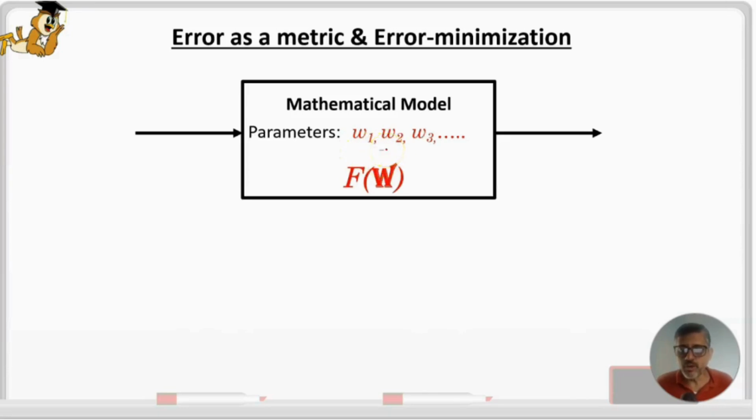So now when you're talking about optimizing the mathematical model to best replicate the behavior observed in the training data, what you're effectively going to do is select the best values of W1, W2, W3 and so on that allow you to achieve that best replication of training data, right? So that's what we are talking about here.